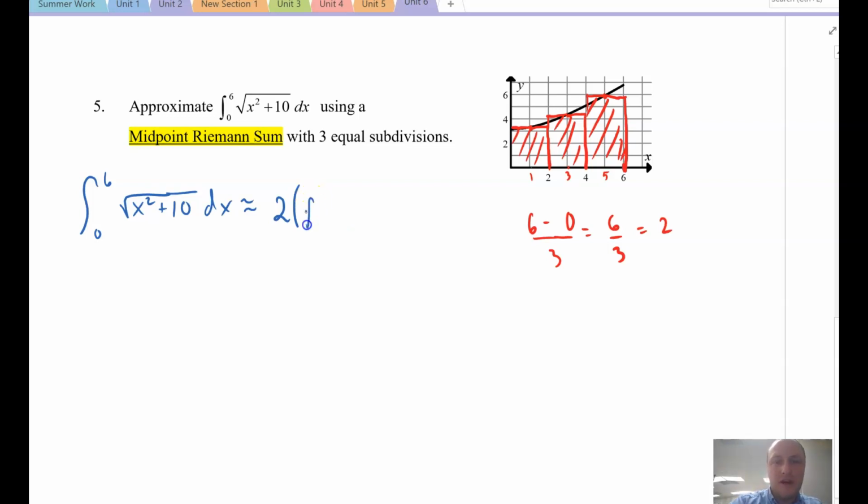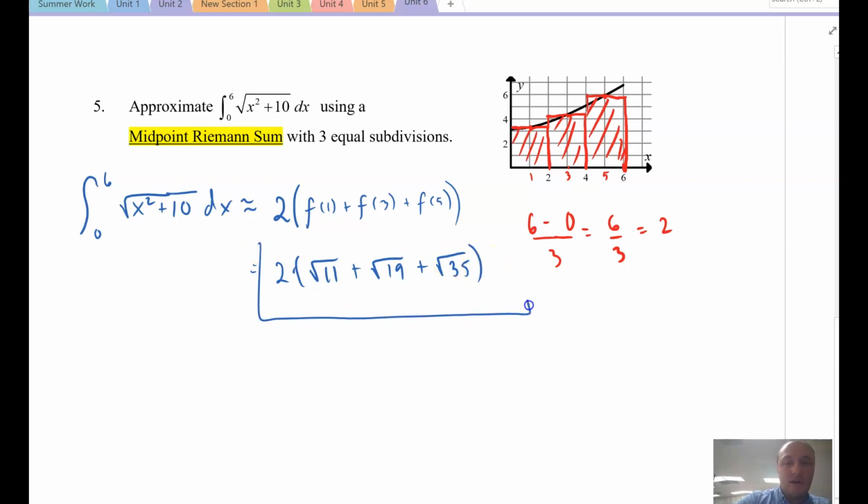I'll just use f of 1, even though that's kind of not accurate. Plus f of 3, that's the height, plus f of 5. I guess if our function was called f of x, then that makes sense. So all we're going to do is evaluate there. If I plug in 1 here, 1 squared would be 1, so that gives you root 11. Now I'm going to plug in 3. This would give you the square root of 19, plus f of 5, and that gives you square root of 35. So here's a numerical answer.